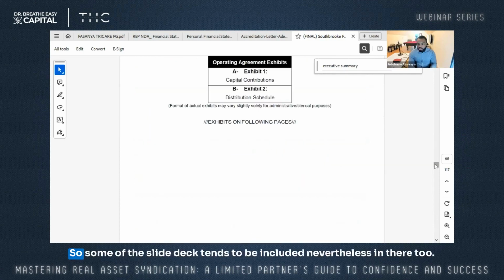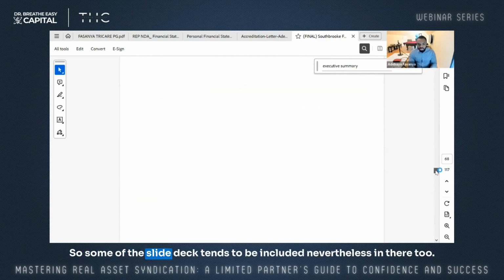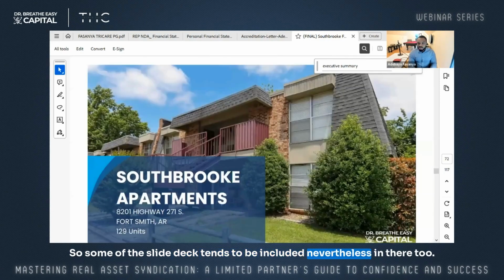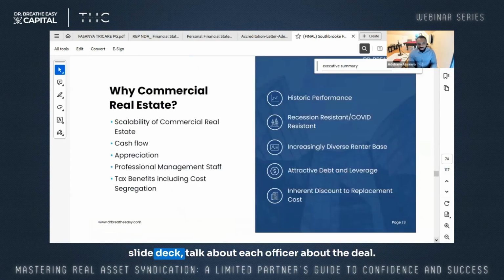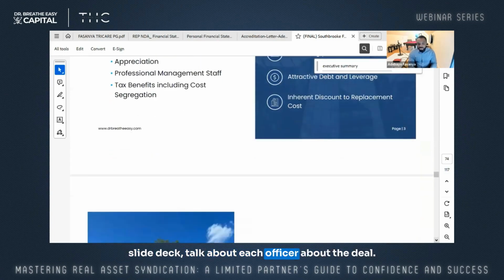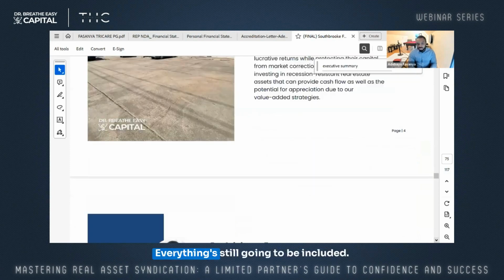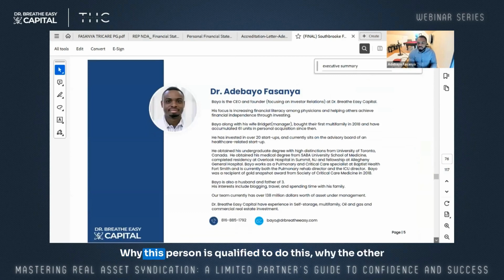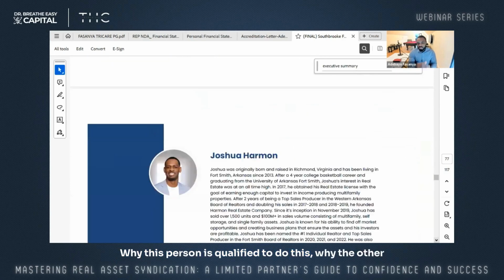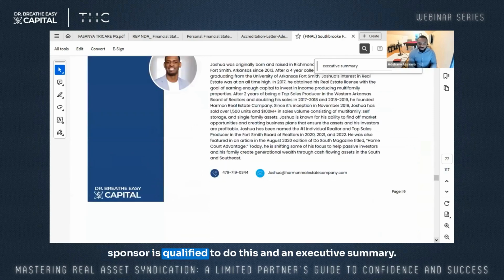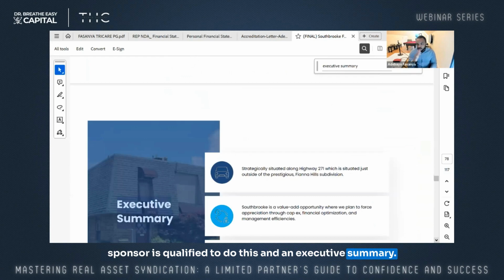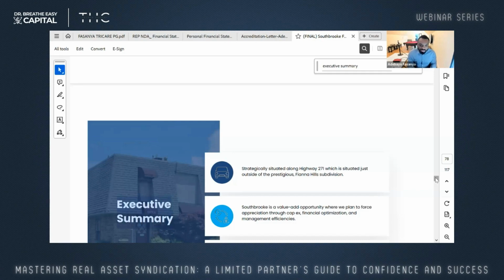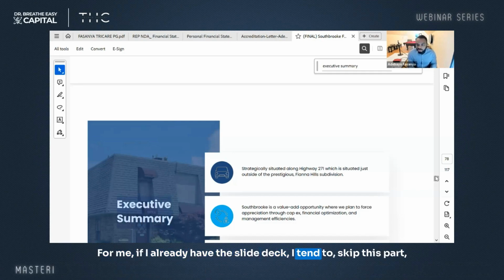So some of the slide deck tends to be included in there too. As you can see, they will still put in part of the slide deck, talk about each officer, about the deal, so everything's still going to be included. They give you a very good long version of why this person is qualified to do this, why the other sponsor is qualified to do this, and an executive summary. They give you all that information also in the PPM. For me, if I already have the slide deck, I tend to skip this part.